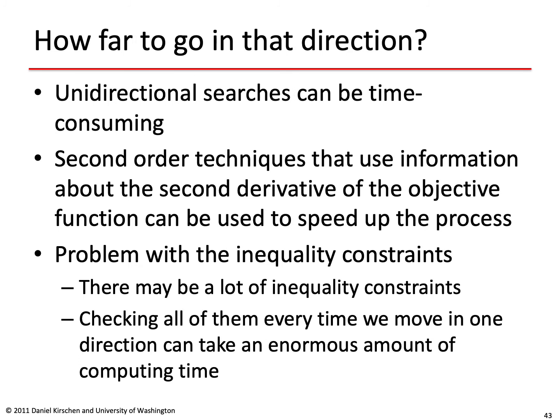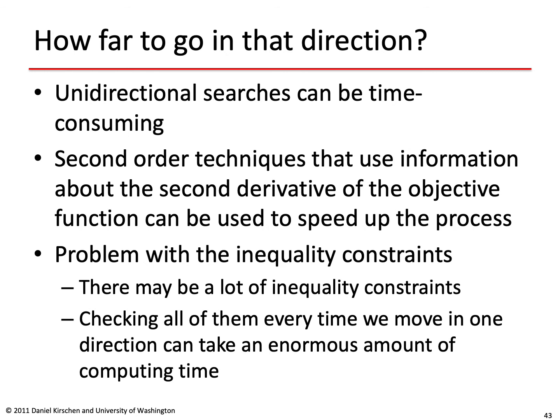Another problem is how far to go in the direction of a unidirectional search, because those searches can be very time-consuming. People have developed second-order techniques that use information from the second derivative of the objective function to speed up the process, to kind of go directly to the minimum or the maximum in that direction.